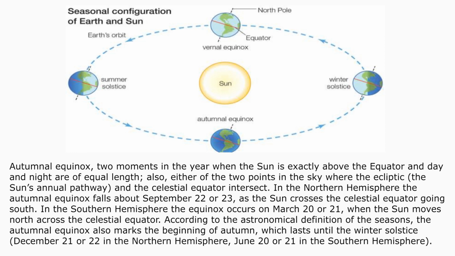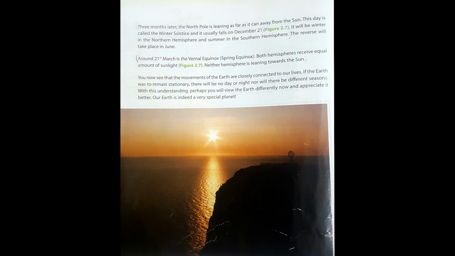And according to the astronomical definition of the seasons, the autumnal equinox also marks the beginning of autumn, which lasts until the winter solstice, December 21 or 22 in the northern hemisphere and June 20 or 21 in the southern hemisphere. Now come to page number 12.